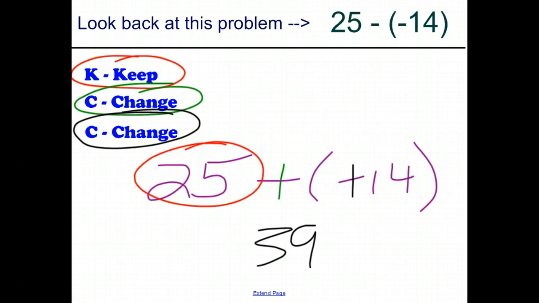And now, go ahead, stop this video, and go back to the video that has the practice problems for subtracting with negative integers and see how you do there. And if you're unfamiliar with the idea, or if you're having trouble with it, come back to this lesson and look at it again.